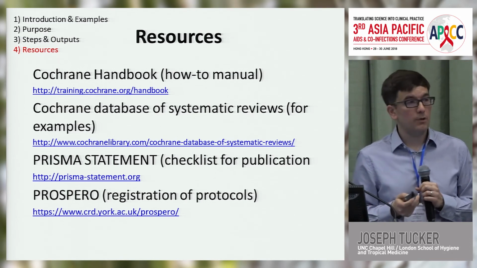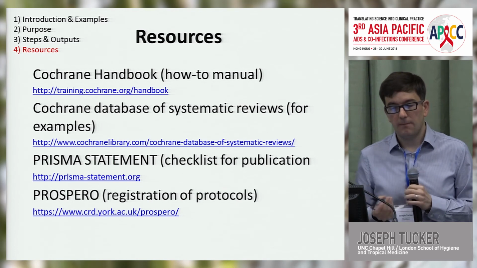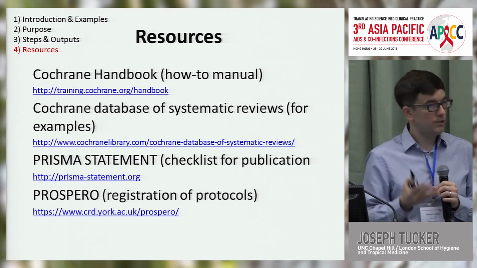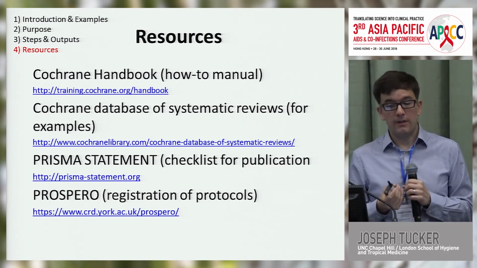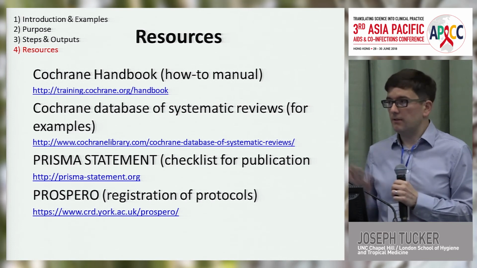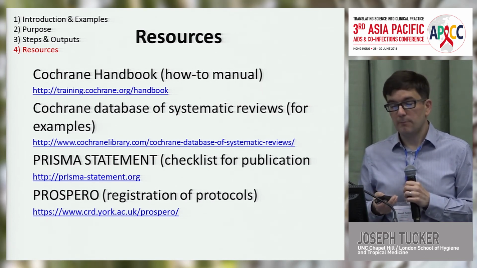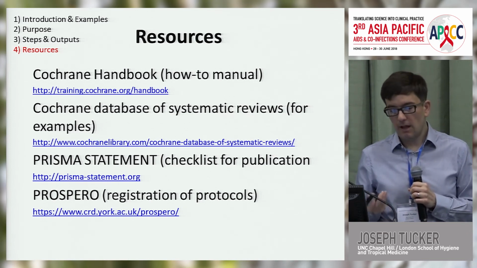Resources: the Cochrane Handbook is very helpful. It gives you how-to advice. There's a whole Cochrane database of systematic reviews, and you can register a systematic review with Cochrane. You would want to do that early. The PRISMA statement and the checklist that I mentioned before are available on the website. And then PROSPERO, where you can register protocols, is at the end here.